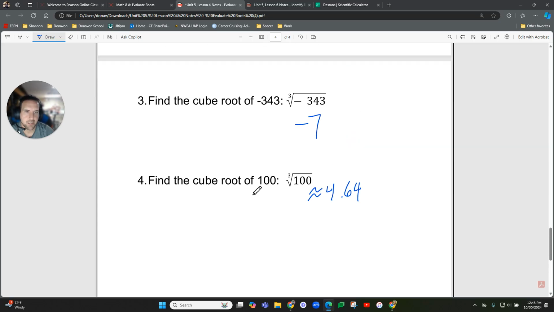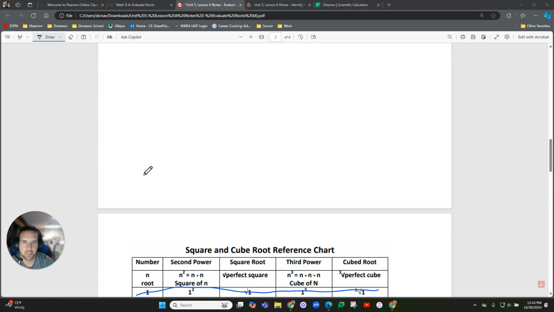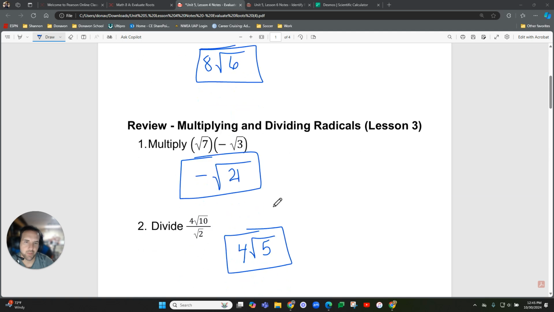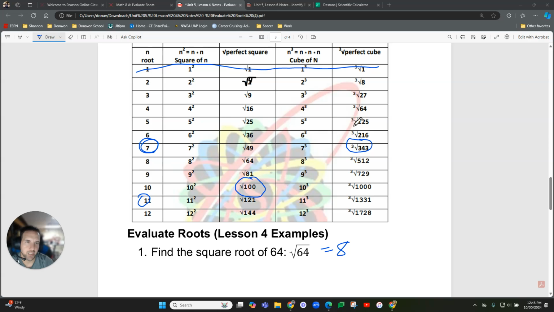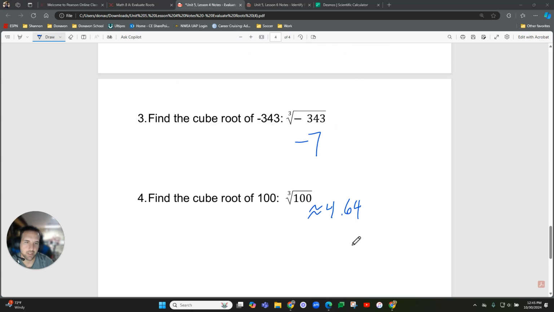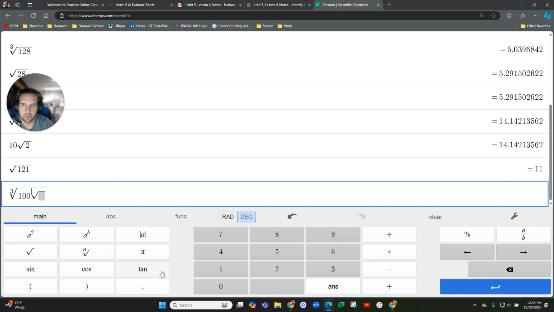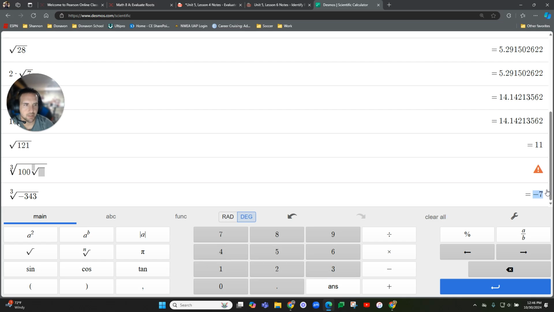And that is it for Unit 5, Lesson 4 notes. So a lot of it was review, but we have a few where we're just looking basically at the chart or just using a calculator to figure out what the answer is. So you could technically use a calculator here as well. We could do the third root. So let's just go ahead and do that real quick. We'll do the third root of negative 343, and we get that it is negative 7.